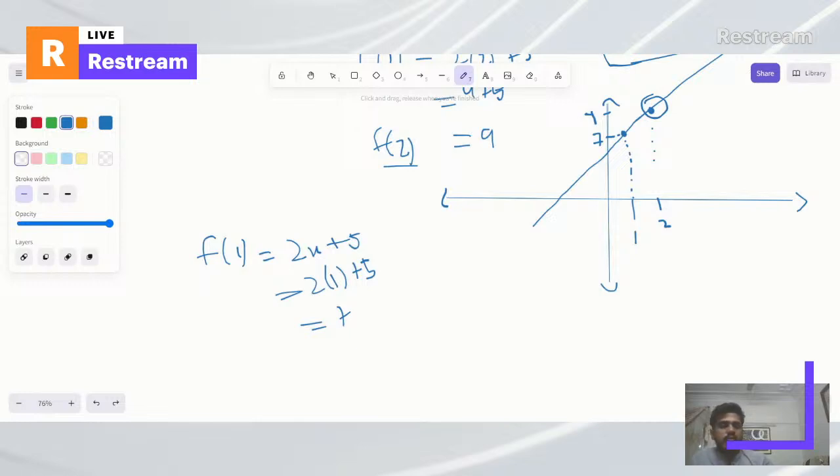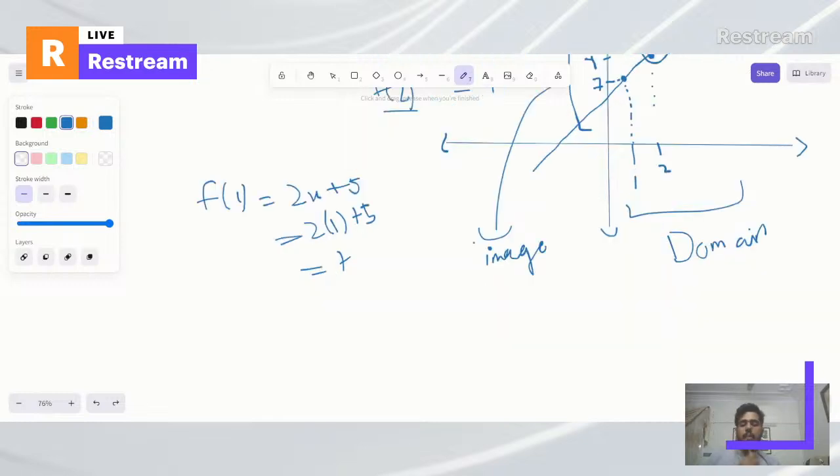So this value of x is called domain, right? These values of x are called domain, and these values of y, or function of x, are called image. Okay, so this is the concept of domain and image, right?